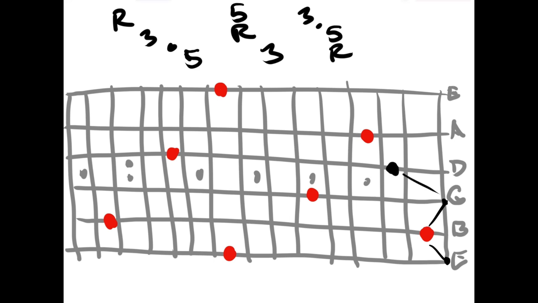So then we have another triad here. And then roots in the middle, fifths above it. We got another triad here. And that's our C shape, D shape, then going to a C shape.